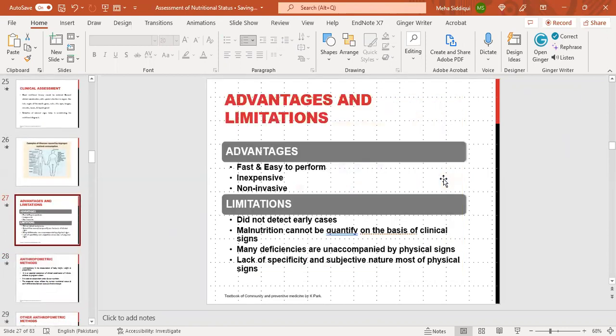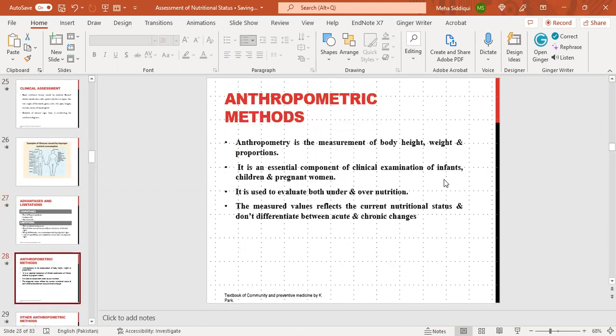Advantages of this clinical assessment are that it is fast and easy to perform, inexpensive, and non-invasive. Limitations are that it does not detect early cases, malnutrition cannot be quantified on the basis of clinical signs, many deficiencies are unaccompanied by physical signs, and there is lack of specificity and subjective nature of most of the physical signs.